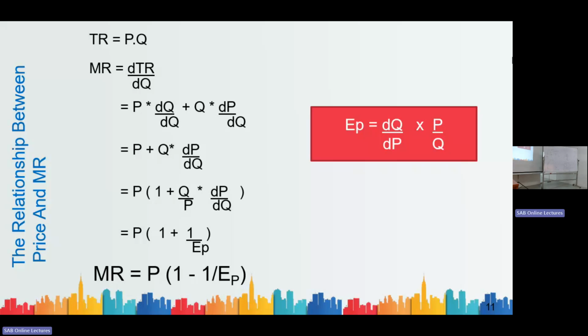There is another observation that we can see. When price elasticity of demand is 1, marginal revenue is 0. This is marginal revenue. When marginal revenue is 0, total revenue is maximum.